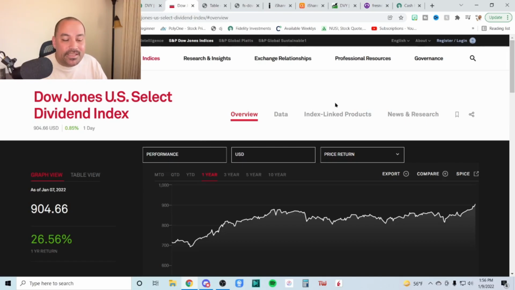Today we are looking at DVY. That's the iShares Select Dividend ETF. It follows the index, the Dow Jones US Select Dividend. We're going to do a quick overview of it, look at its expense ratio, portfolio holdings, sector allocation. We're going to look at dividend growth and performance over the past 10 years or so.